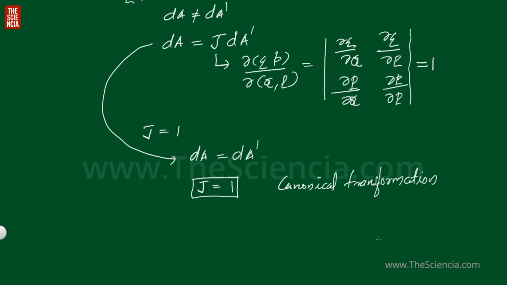So to check whether some transformation is canonical or not, you have to check the Poisson bracket. If Poisson bracket is equal to 1, then it will be a canonical transformation, and if it is not equal to 1, then it will not be a canonical transformation. Okay. A small note. If Poisson bracket equal to 1, then it will be canonical.